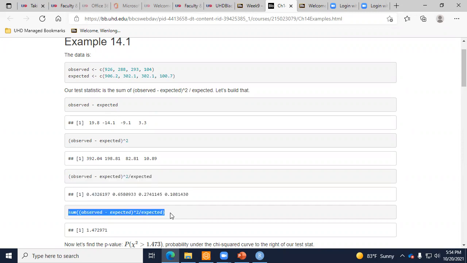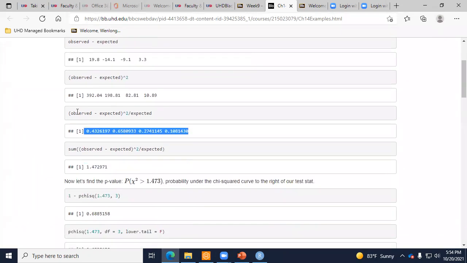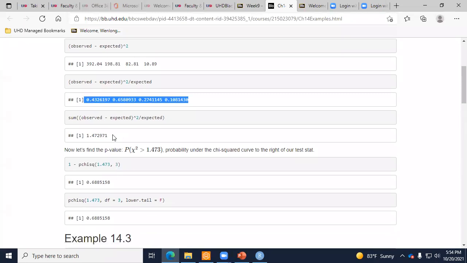So this is how you get this. And then you just sum them up, take the sum of these 4 numbers. So this is telling you how I get it. And just to be noticed, I will do this element-wise. And this is your test statistic. And now let's do the p-value. So the p-value would always be the probability of this chi-square being greater than the test statistic, the right tail probability.